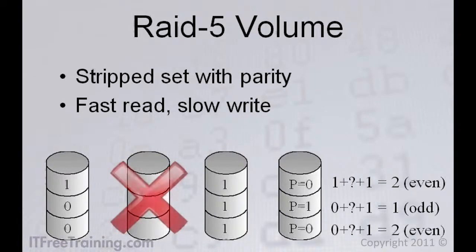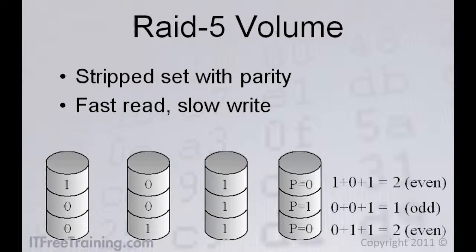If I replace hard disk 2 with a new hard disk, the new hard disk will not have any data on it. However, using the parity information and the data on the other hard drives, I can work out what the data on hard disk 2 should be. Using RAID 5 does mean that you lose one hard drive to parity. The more hard drives in the set, the more usable space you have and the less you lose to parity.